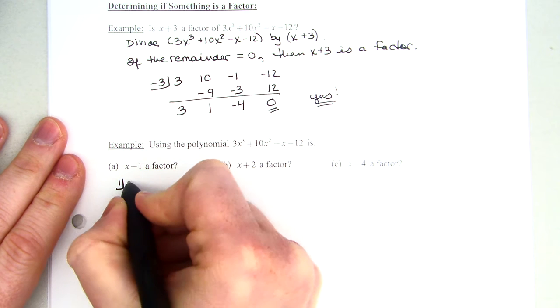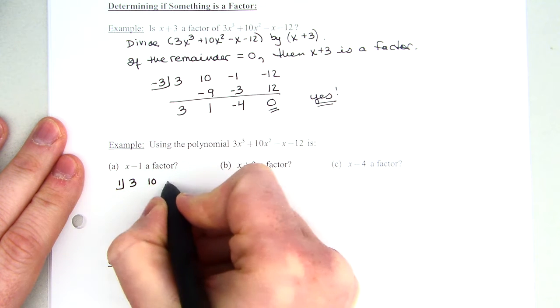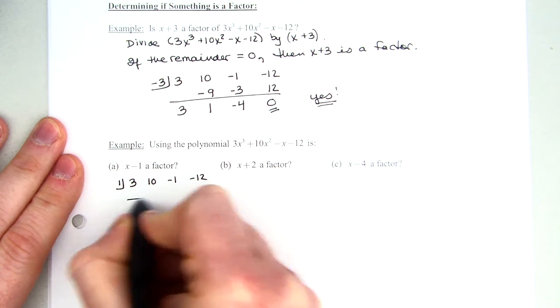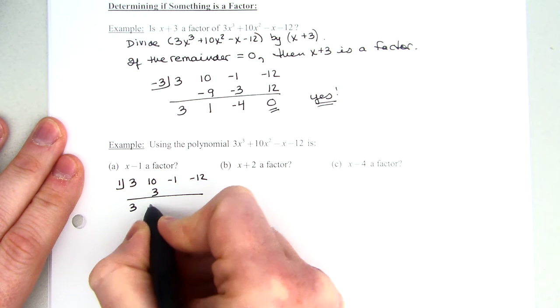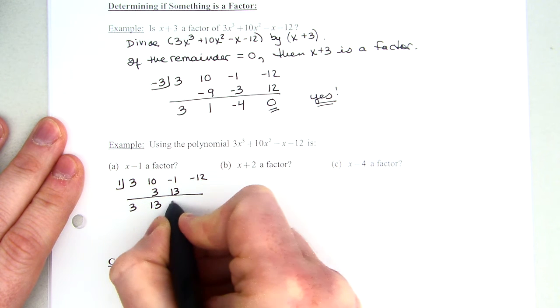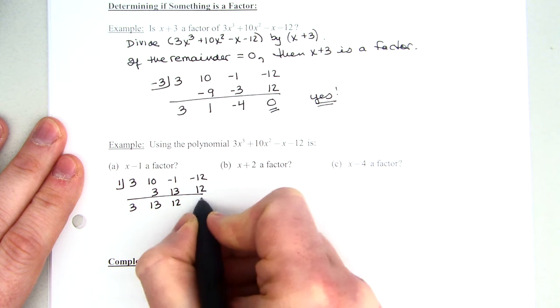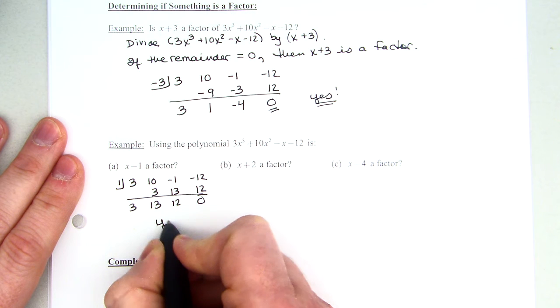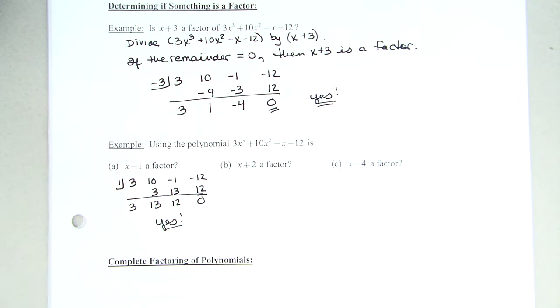Well, I'll put 1 in the box. 3, 10, negative 1, negative 12. Down 3, up 3. Down 13, up 13. Down 12. Oh, this is looking good. Up 12. Down 0. Yep. X minus 1 is a factor. How about x plus 2? Do letter B.